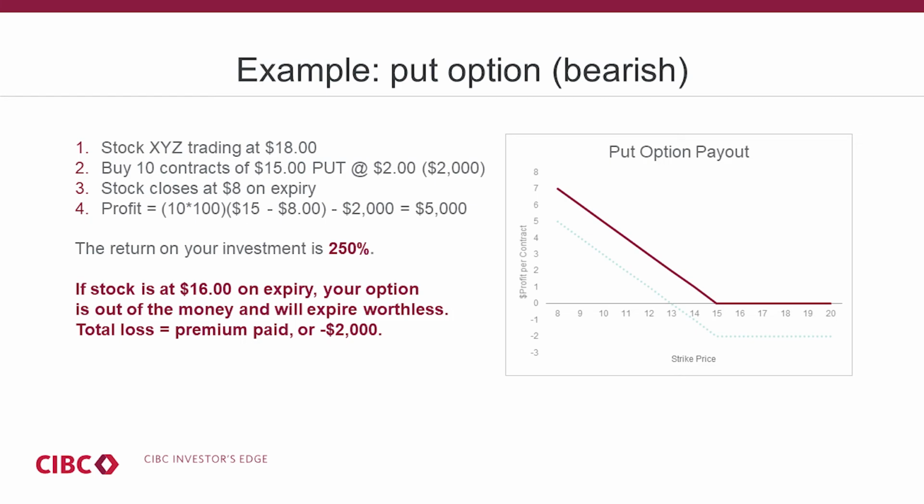Now what would happen if the stock closed at $16.50 on expiry? The $15 put would be out of the money and therefore worthless. You would lose the $2,000 premium you initially paid. There you have it. You now have a basic understanding of what options are and how they work.